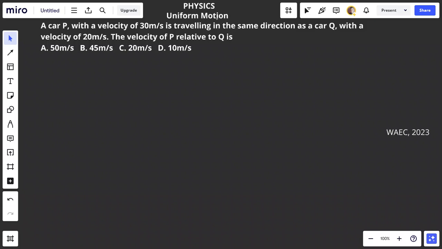23. Uniform motion. It says a car P with a velocity of 30 meters per second is traveling in the same direction as a car Q with a velocity of 20 meters per second. The velocity of P relative to Q is, so quickly answer that.